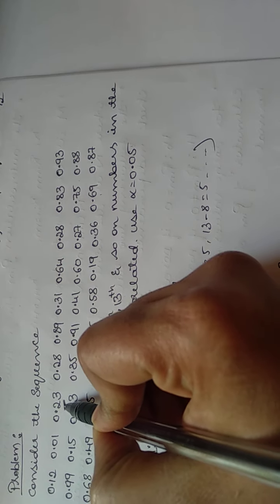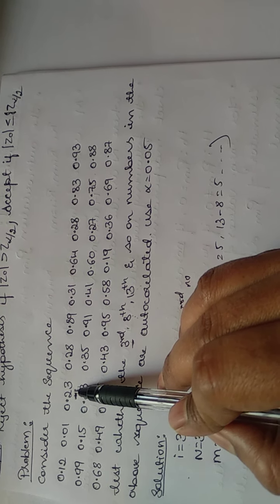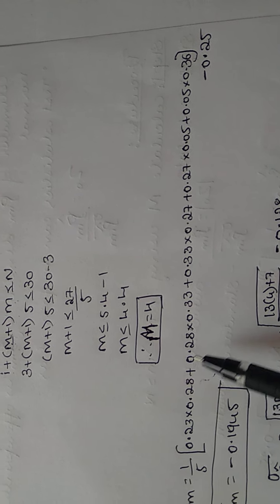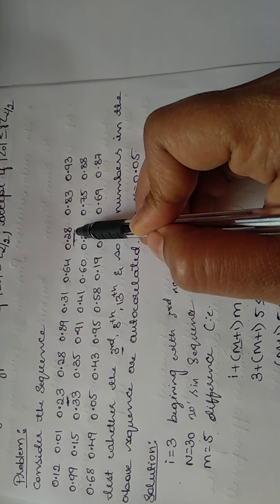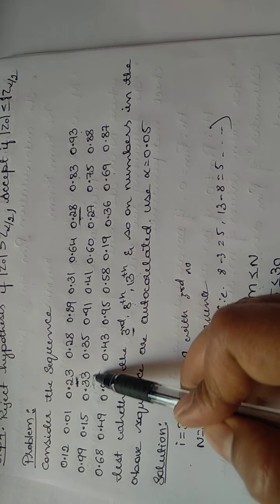In the question they have mentioned that you have to start from the third number. So see which is the third number. 0.23. Third, then 8th, then 13th, like that you have to go. From here you count 5 numbers: 1, 2, 3, 4, 5. That is 0.28. So 0.23 into 0.28 plus, again this one, 0.28 into 5 numbers again: 1, 2, 3, 4, 5. That is 0.33. 0.28 into 0.33.